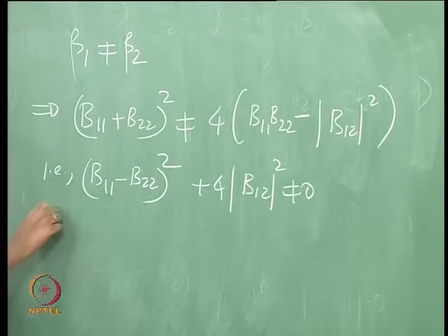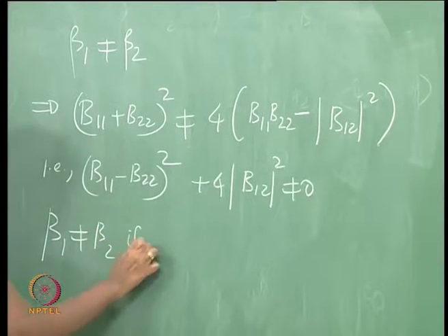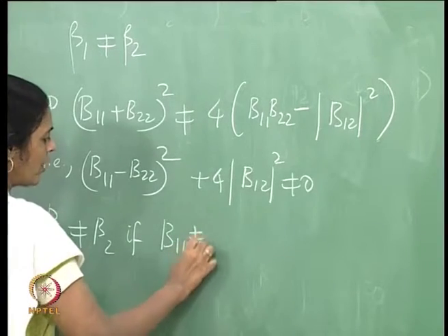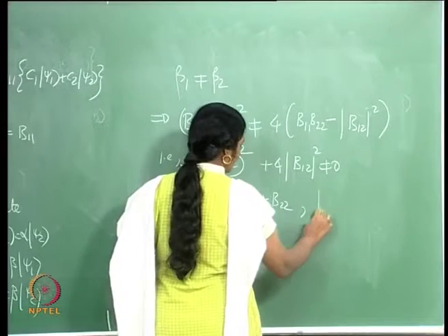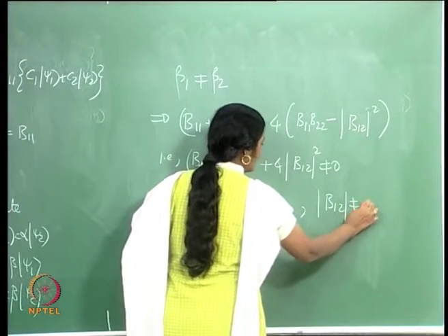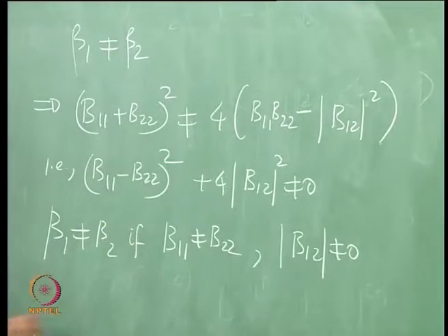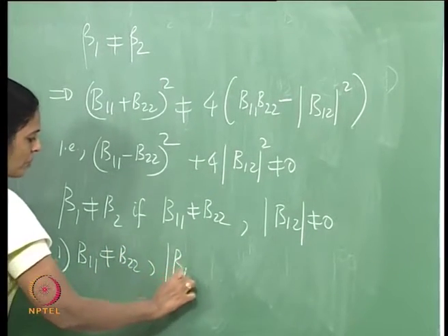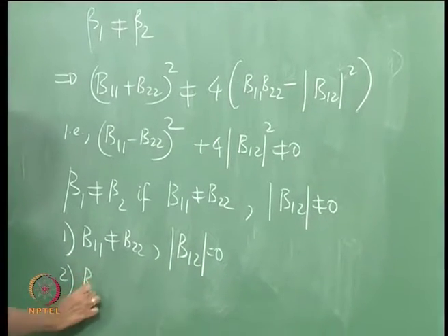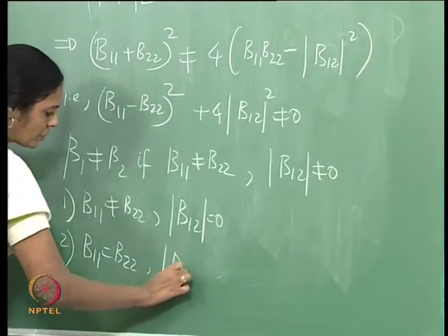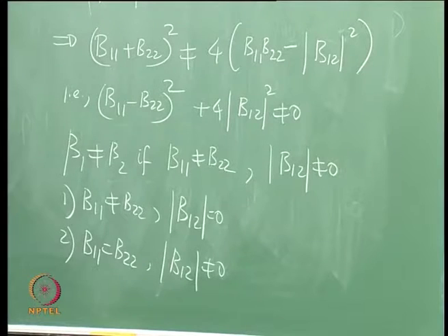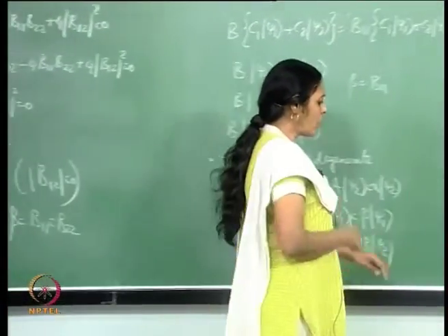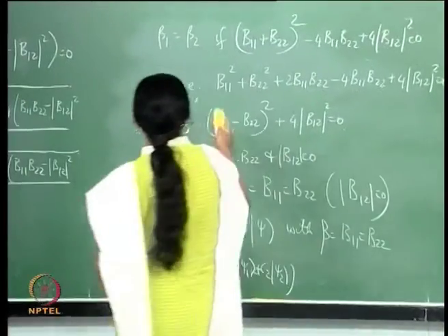In general, beta 1 would not be equal to beta 2 if any of these quantities is non-vanishing: if B11 is not equal to B22 or mod B12 is not equal to 0. So, we can consider the first case, B11 not equal to B22 and for simplicity mod B12 equal to 0, or B11 equal to B22, but mod B12 not equal to 0. In either case, beta 1 is not equal to beta 2, and we have two different roots corresponding to the quadratic in beta. So, let us look at this situation.